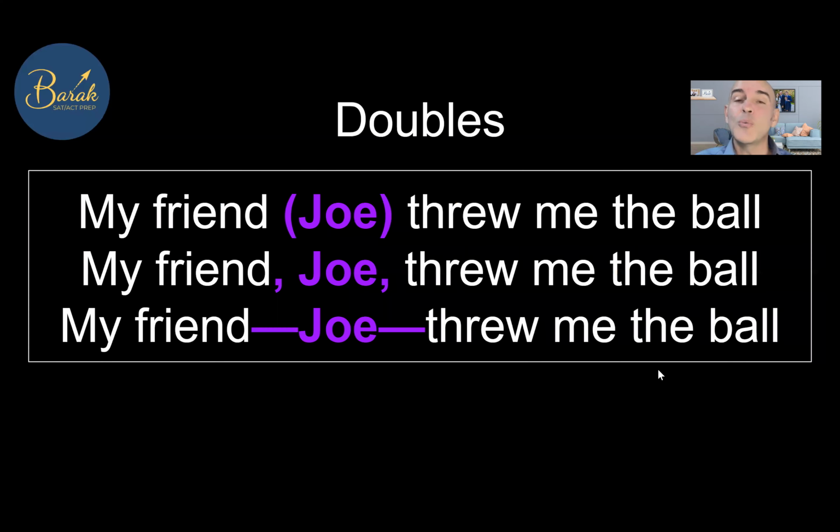Next one. There are certain doubles. Just the way that double parentheses means you could pull this out of the sentence: My friend Joe threw me the ball. If I pulled that out, it would become: My friend threw me the ball. But exactly the same way, you can have a double comma and a double dash. Those mean exactly the same thing as parentheses, and you can just pull them out and read the sentence smoothly, and that proves that you need one of these double options. We're going to see some examples now.